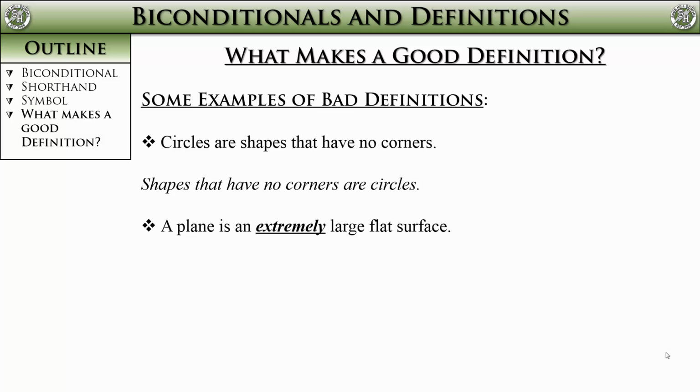A plane is an extremely large flat surface. That's true, but not nearly precise enough. Just how big are we talking? Even though I tripled up on the emphasis, bold, italics, and underlining, the trifecta, that still doesn't mean it clearly defines how big we are talking. It needs to be more precise.